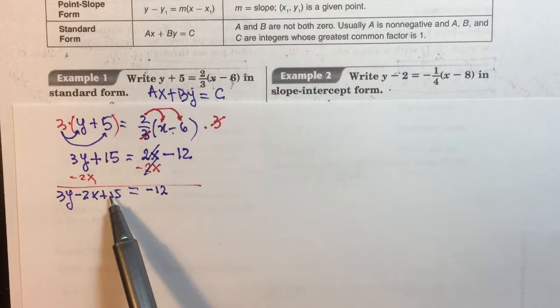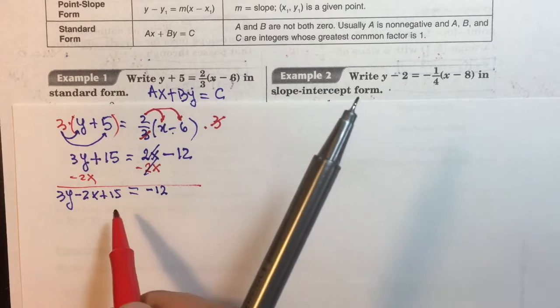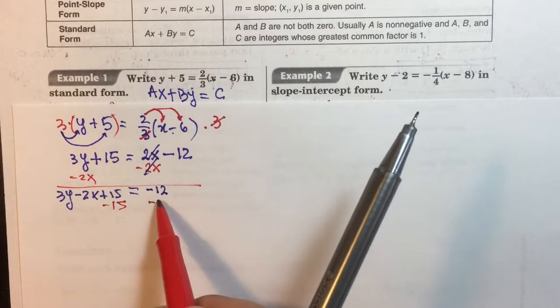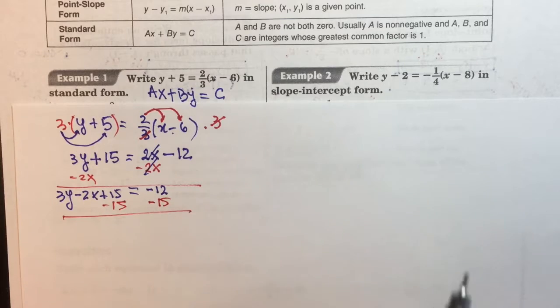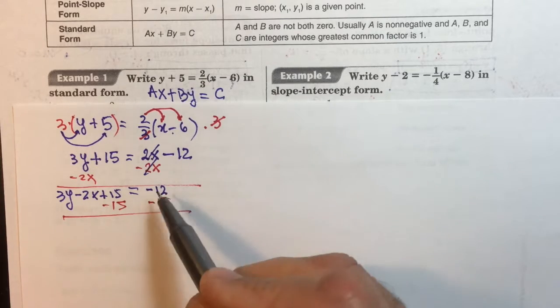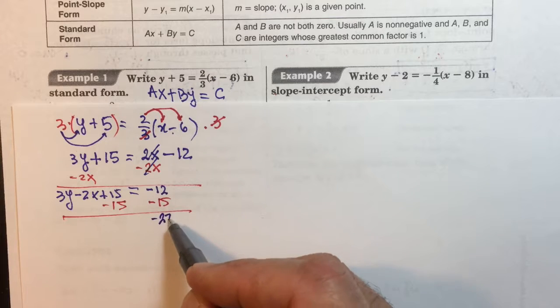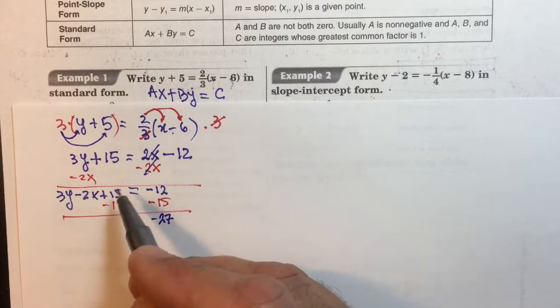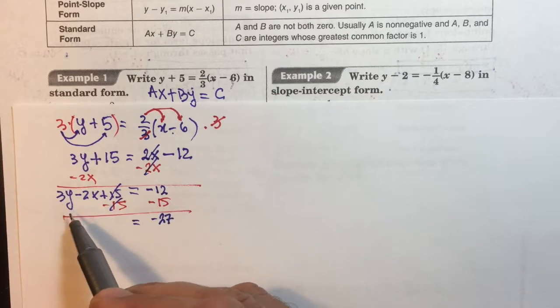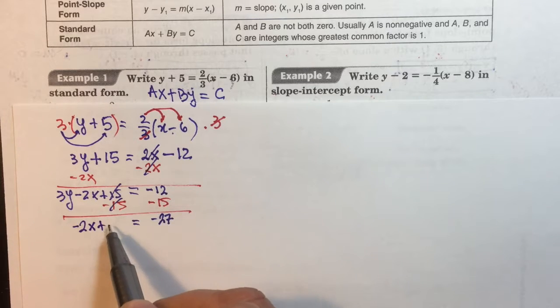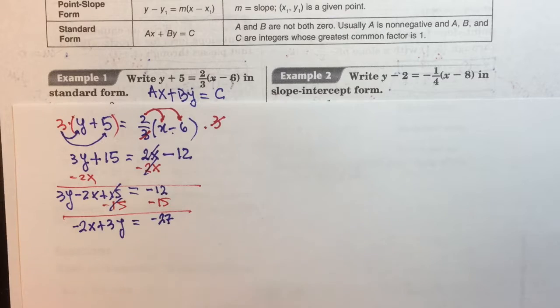To eliminate it from here, since it's adding, I'm going to subtract 15 from both sides. I'm going to subtract 15. So negative 12 minus 15 is negative 27 equals, this goes away, and here I have negative 2x plus 3y equals negative 27.